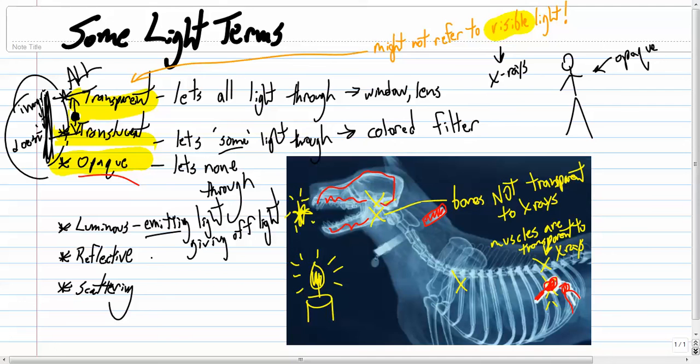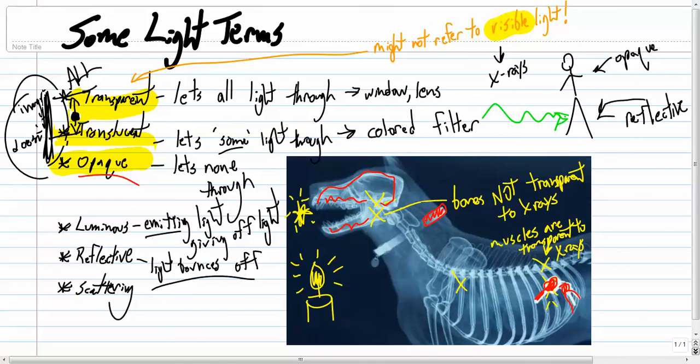Next term, reflective. If something is reflective, it doesn't make its own light, but rather light bounces off of it. So reflective, I'm going to write, light bounces off. Something that is reflective, well, right here, a person. A person is reflective. You can see a person when light rays come in and hit the person, and then they bounce off. That's how you can see the person. The person is not luminous. The person doesn't make its own light and release it. We can see people because light bounces off of people.